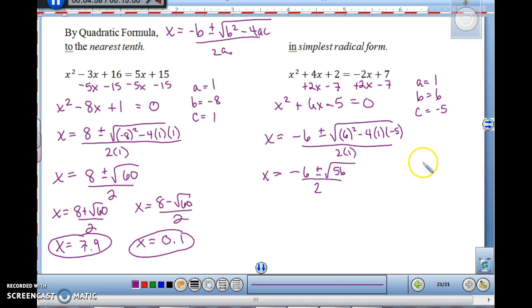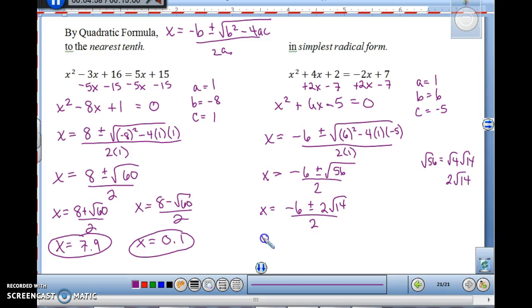Well, the square root of 56 has a 4 in it. It's 4 times 14. So that's going to give you 2 times the square root of 14. Negative 6 plus or minus 2 times the square root of 14, all over 2.